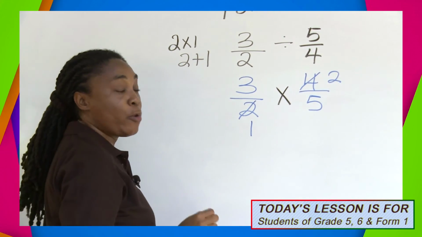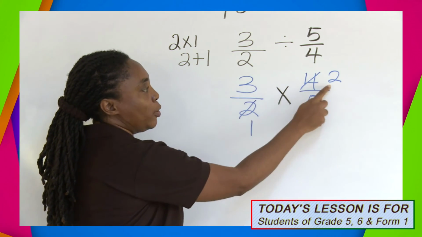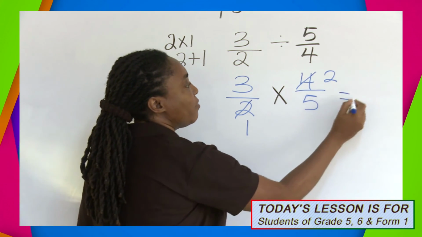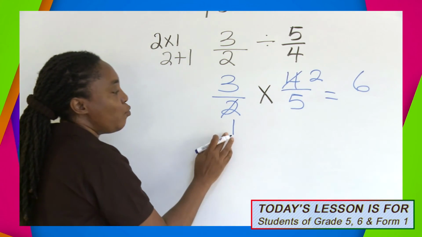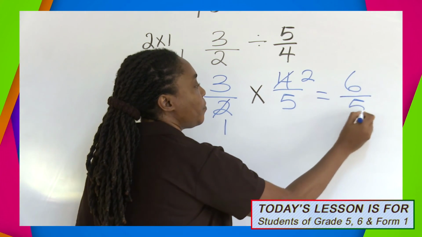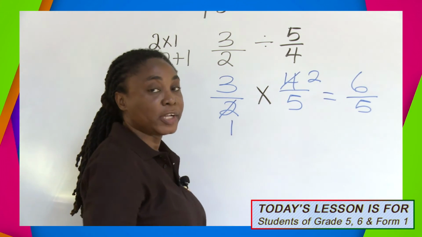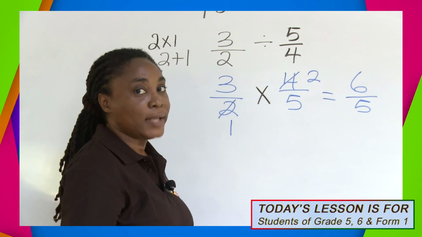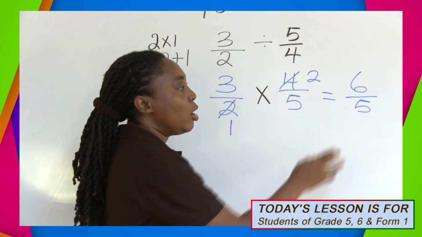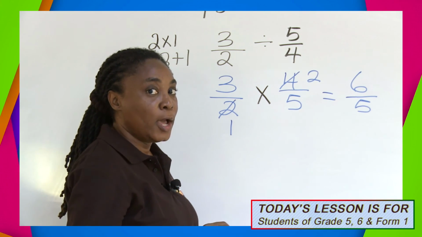The next step will require us to multiply. So we'll multiply our numerators. We'll have 3 multiplied by 2, and that will give us 6. And we have 1 multiplied by 5, and that will give us 5. At this point, you will note that we have an improper fraction, and we'll not leave our answer as an improper fraction. So we'll have to change our improper fraction to a mixed number.